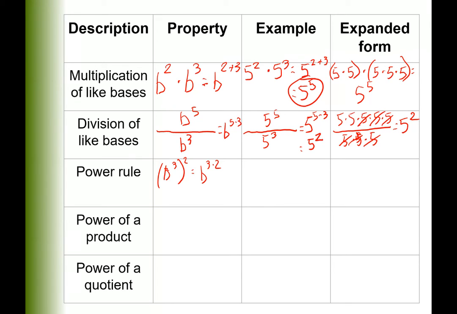So once again, let's take a look at an example. We'll use the same example from earlier. Say we have a base of 5 squared, and we're cubing that. So 5 squared raised to the 3rd power. We are going to multiply the exponents. And since we are multiplying the exponents, that is 5 to the 6th.